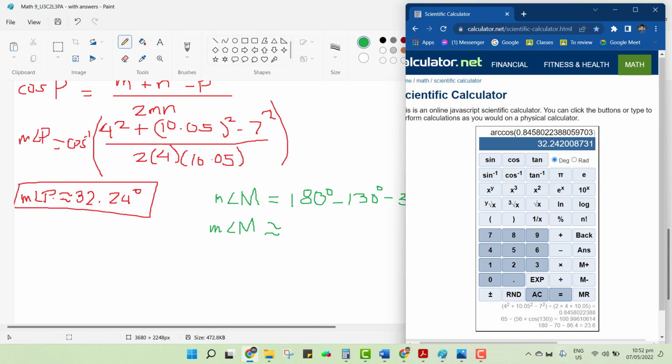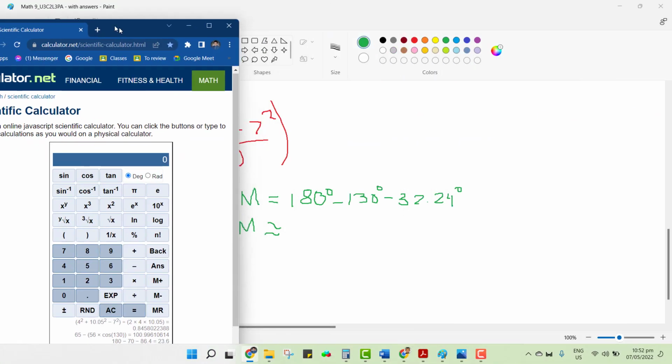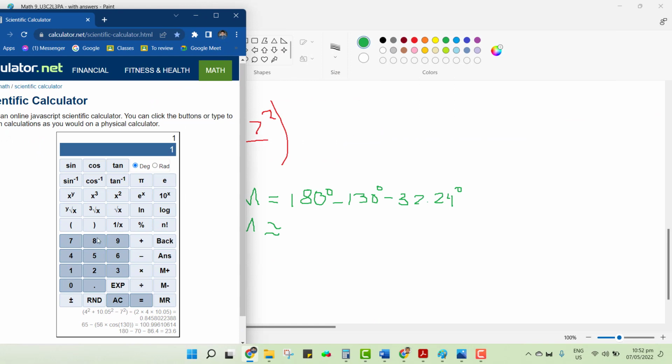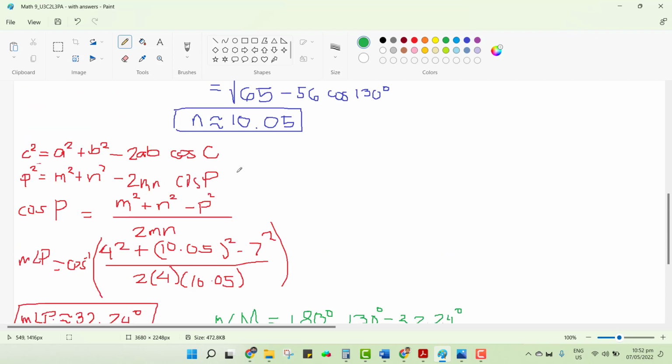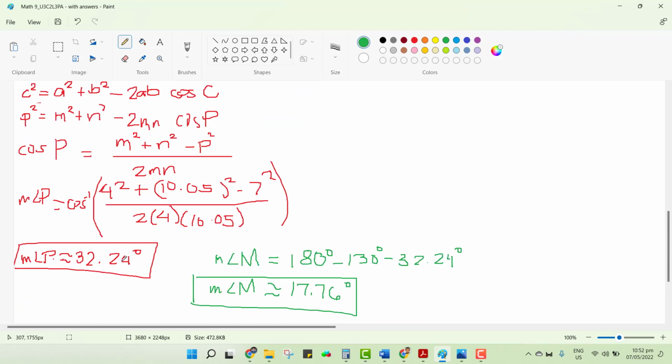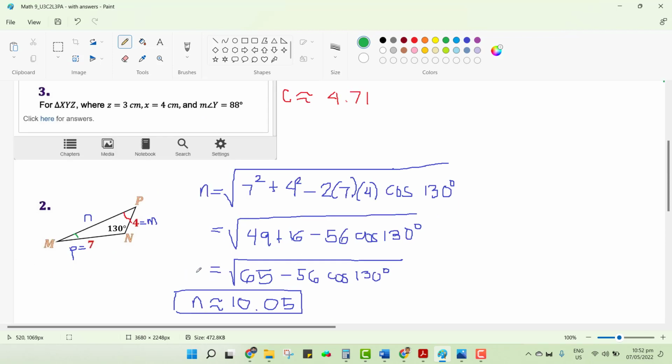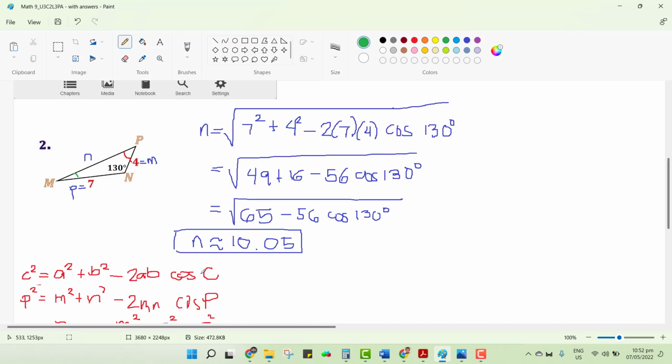Let's try to use this calculator here. So you have 180. Let me transfer it here. 180 less 130 and less 32.24 degrees, 17.76 degrees. And this is now the third unknown value after solving this side and the other angle. So you just need to repeat the process for number 3 here as well.